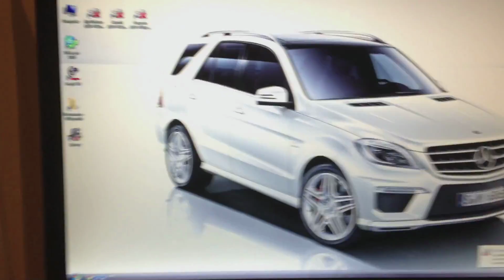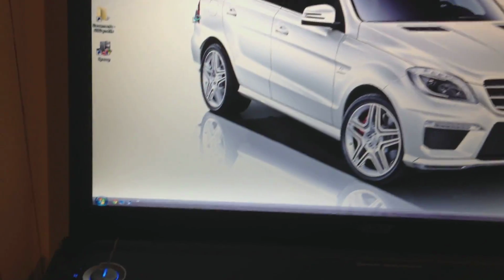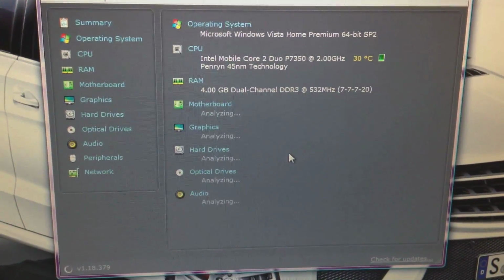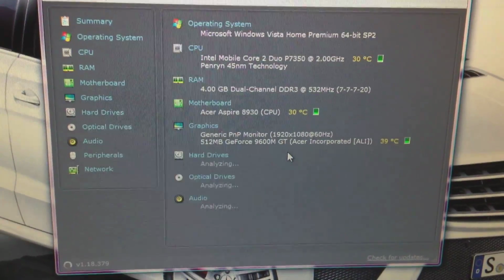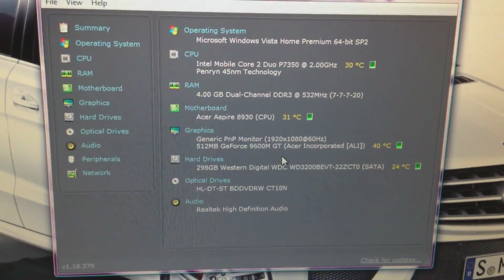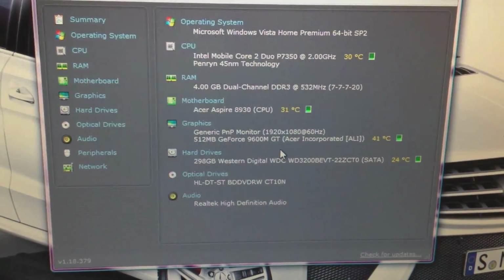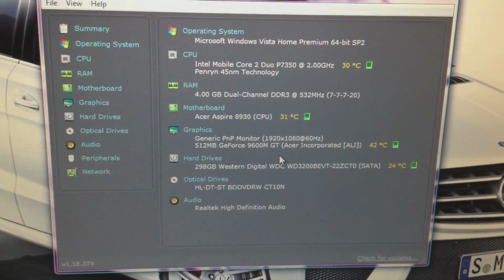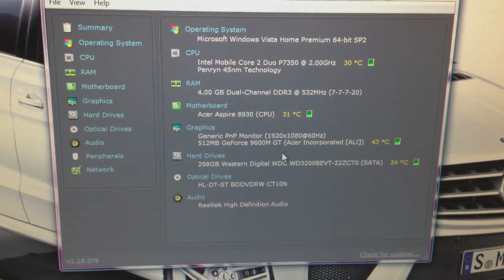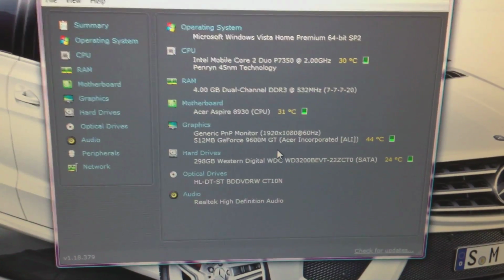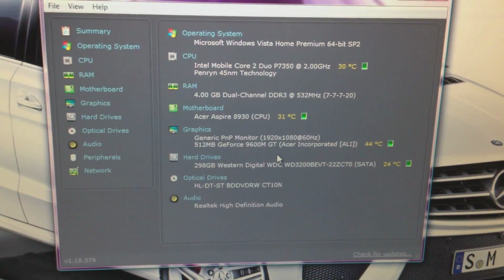Alright, so we just fired up the laptop after giving it a thorough vacuuming. Okay, I'm not expecting any great results because I just cleaned this laptop recently. Previously, our CPU was 28, now we have 30, so 2 degrees warmer. Motherboard was 37, now it's 31, so 6 degrees cooler. Graphics card is 42 degrees, which is exactly the same, and the hard drive was 31, now it's 24 degrees Celsius, so that's a little improvement.